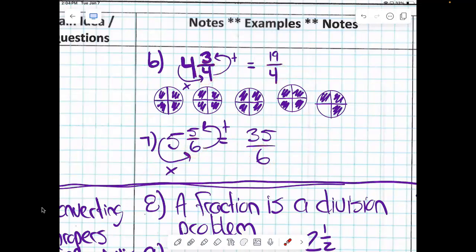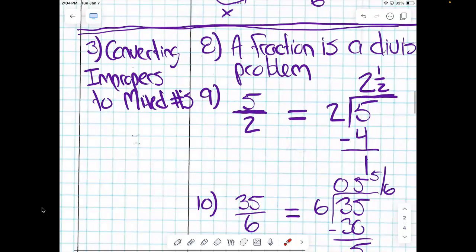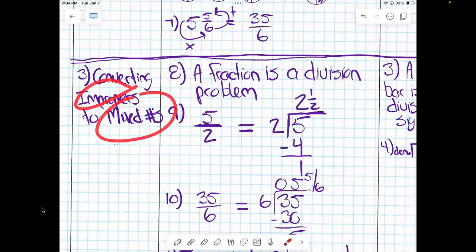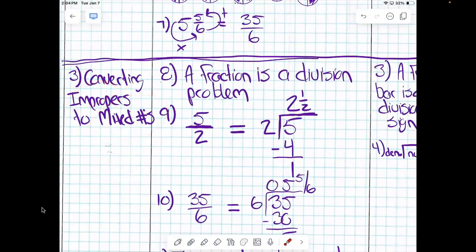Yes. We good with this? Yes. How do you convert from an improper fraction to a mixed number then? Divide. This is a fraction bar, true or false? Yes. It's also a division sign, right? Our fraction 5 over 2 could also be said as 5 divided by 2, right?